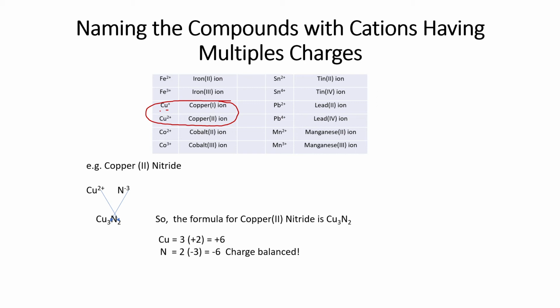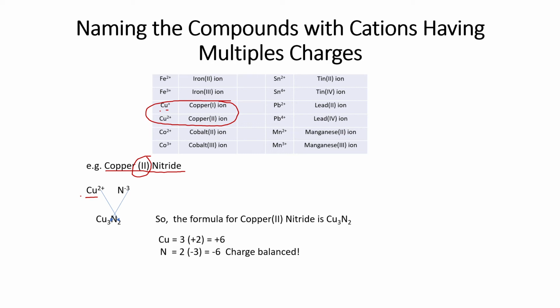Let's look at one example. The name given for the compound is copper(II) nitride. What does that mean? Copper(II) means the copper has a 2 plus charge on it. The nitride is N minus 3. Now let's write the formula using the crisscross method. Again, you write the positive part first, which is Cu, and then the negative part, which is N.